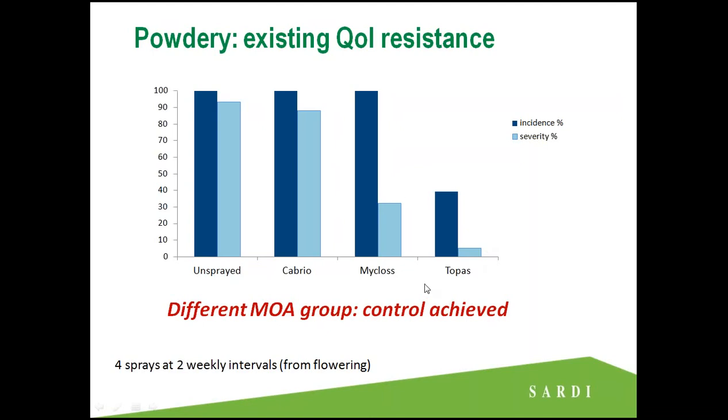Also to take from this, although this is not a repeated experiment, I was really trying to induce resistance to use in my tests, actually. That was the purpose behind this particular experiment. It wasn't an experiment to demonstrate this, it just showed interesting data. The difference between Topaz and Myclos shows that not all DMIs are the same.